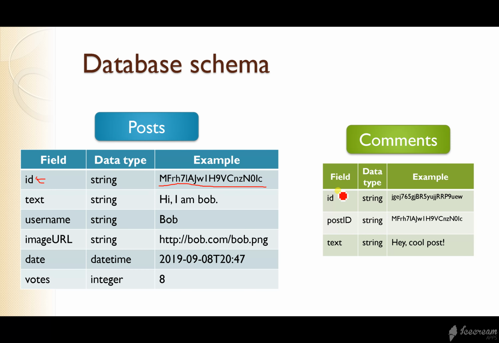Notice that these are actually linked, right? Every comment, I make a comment on a post. So one post can have lots of comments. One post has many comments here. And that means that the comment needs to know which post it is for. There's no point having a comment saying cool post if I don't know which post that was for, right? So in this case, the post ID links to the ID here, right? This is a relationship. And that is how you can do a database schema.